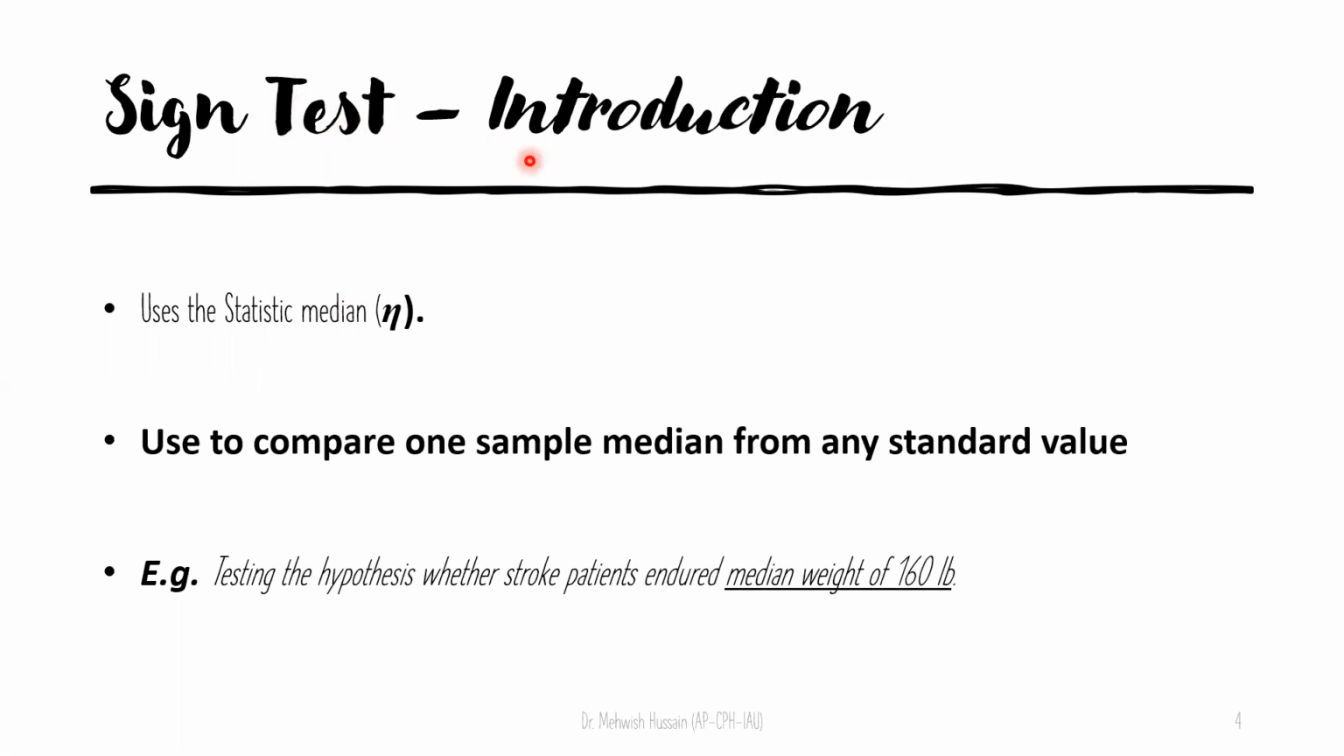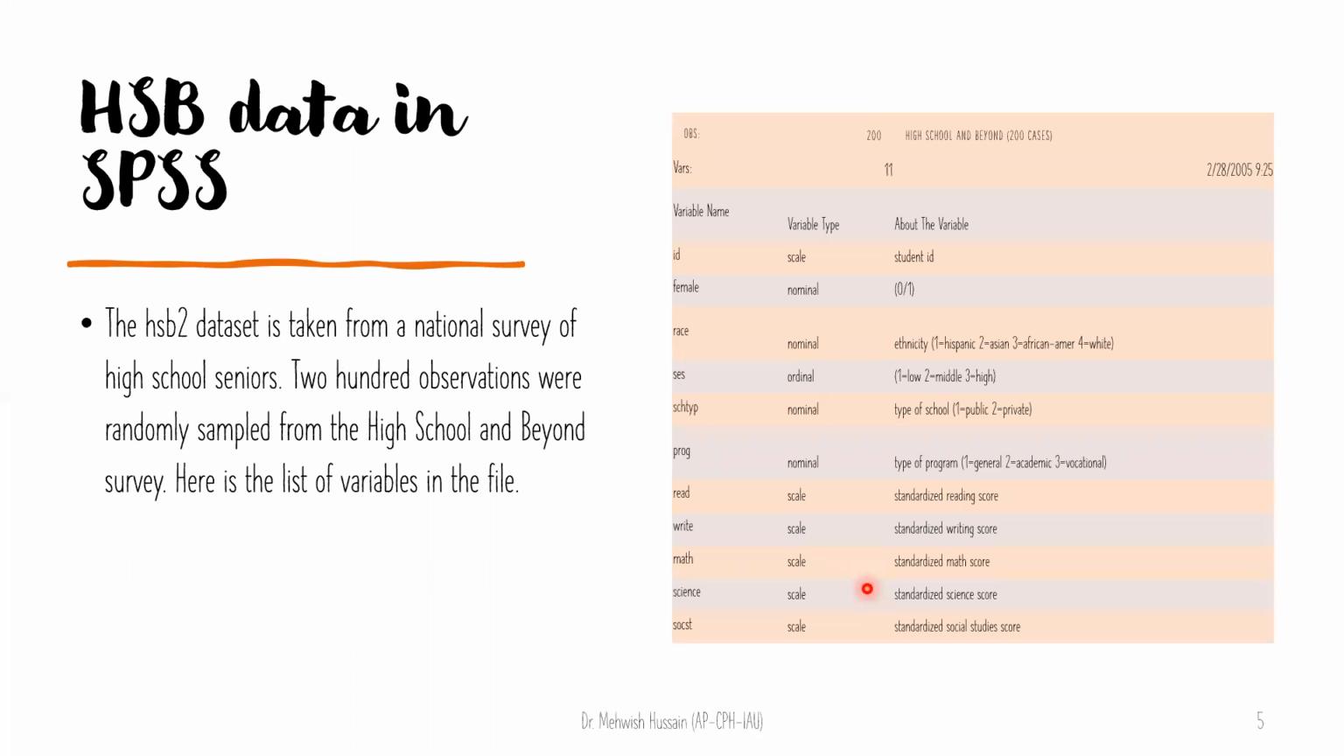Our first scenario is when we have to compare one sample median to a standard value. We can say it is an alternative to the one sample t-test, where we compare the mean with a standardized value, provided that the quantitative variable follows a normal distribution. Since we have a non-normal distribution, we use the median statistic. For example, we want to test the hypothesis of whether stroke patients have a median weight of 160 pounds. If the purpose is to check the median, or the variable is skewed, we will go with the sign test.